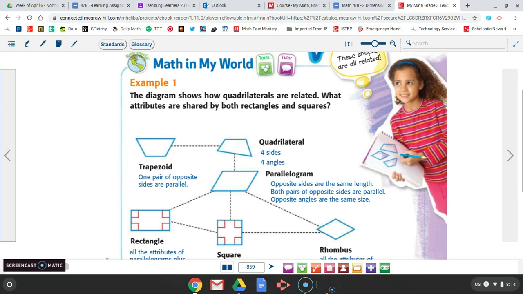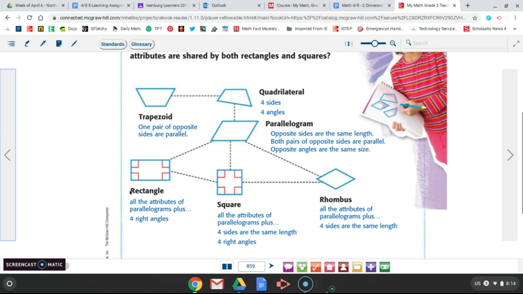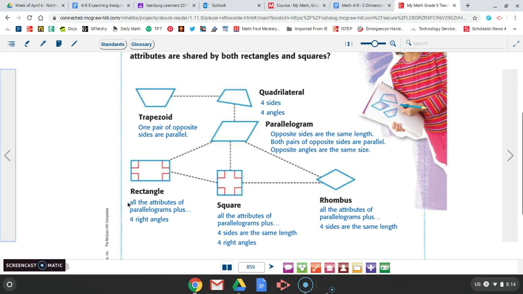So at the top it says the diagram shows how quadrilaterals are related. What attributes are shared by both rectangles and squares? So let's look at the rectangle. The attributes are, it has all the attributes of a parallelogram. So if you look up here, the parallelogram says opposite sides are the same length, both pairs of opposite sides are parallel, and opposite angles are the same size. Plus, it also has to have 4 right angles.